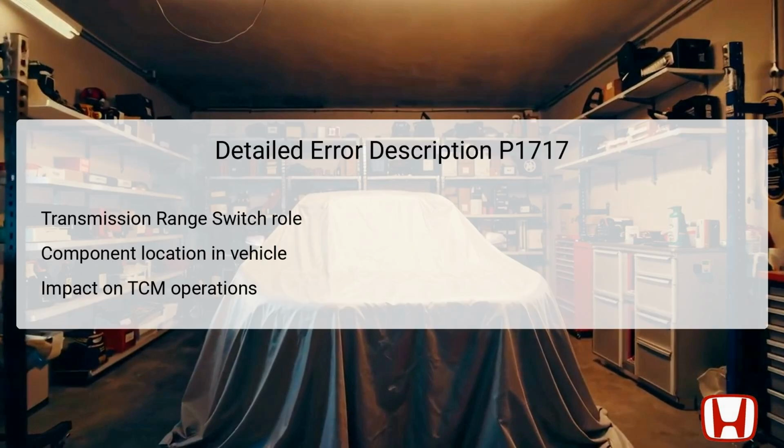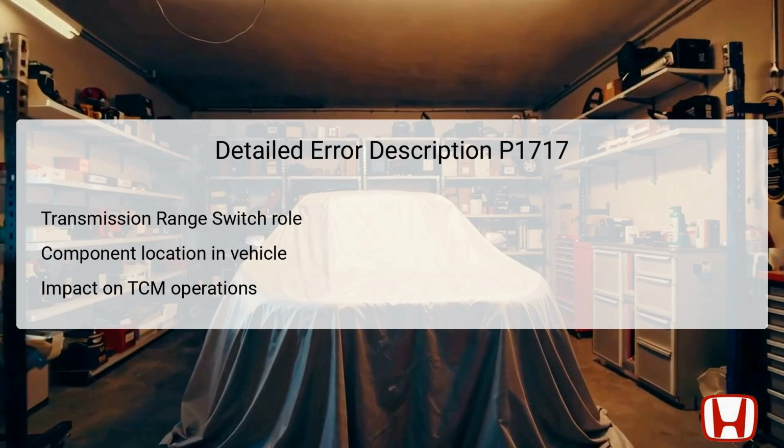The transmission range switch plays a critical role in the operation of the automatic transmission system in the Honda Civic. It detects the position of the gear shifter and transmits this information to the transmission control module, or TCM. This module uses the data to control shifting actions and ensure that the vehicle operates safely and efficiently. The transmission range switch is typically located near the transmission assembly, often mounted to the transmission case, allowing it to directly interact with the gear lever mechanism.